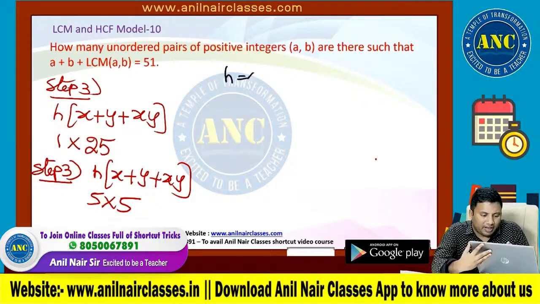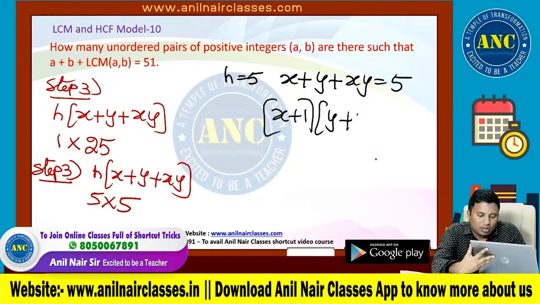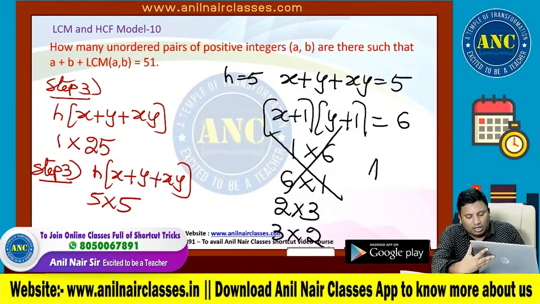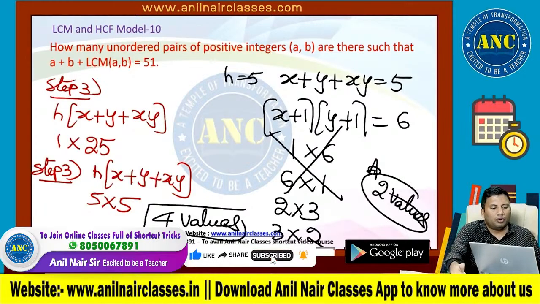If h is 5, x plus y plus xy is 5. Adding 1 on both the sides, x plus 1 into y plus 1 is 6. 1 into 6, 6 into 1, 2 into 3, 3 into 2. x and y cannot be zeros. Again 2 values I got, 2 plus 2, total 4 values will satisfy this equation.